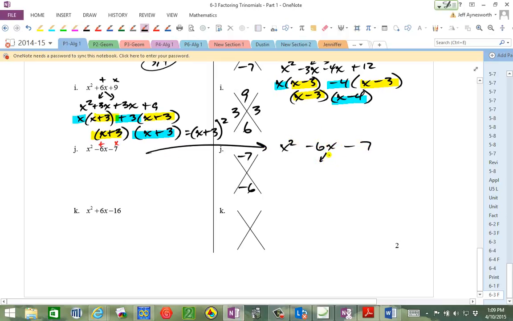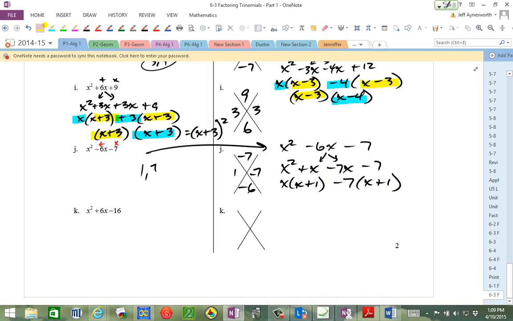Okay, what two numbers multiply to negative 7? Well, 7 is prime, so the only factors are 1 and 7. So put them in, make the bigger one negative. Okay, so I'm going to write it as x squared plus x minus 7x. 1x minus 7x is negative 6x, and then minus 7. Factor out an x. Factor out a negative 7. And then you factor out the common factor, which is x plus 1, multiplied by the remaining terms, x minus 7.